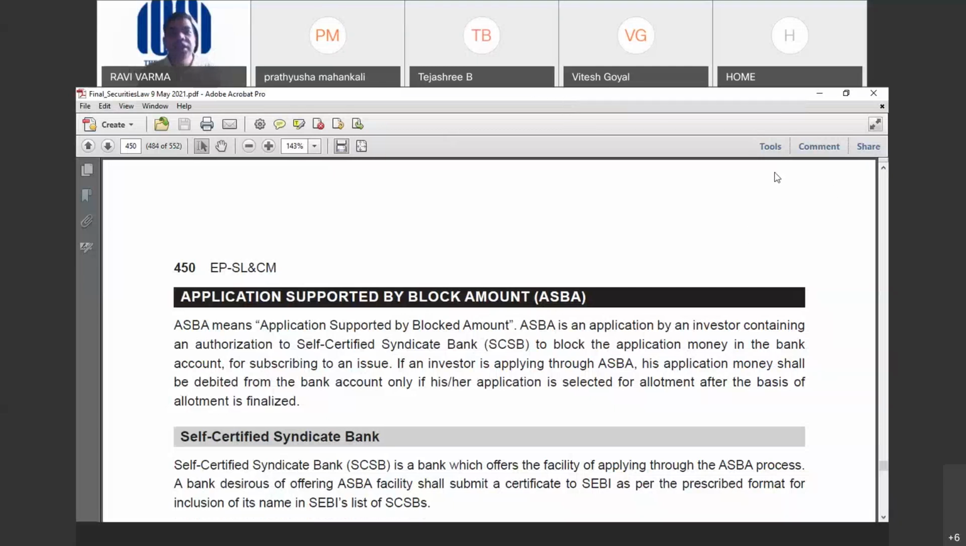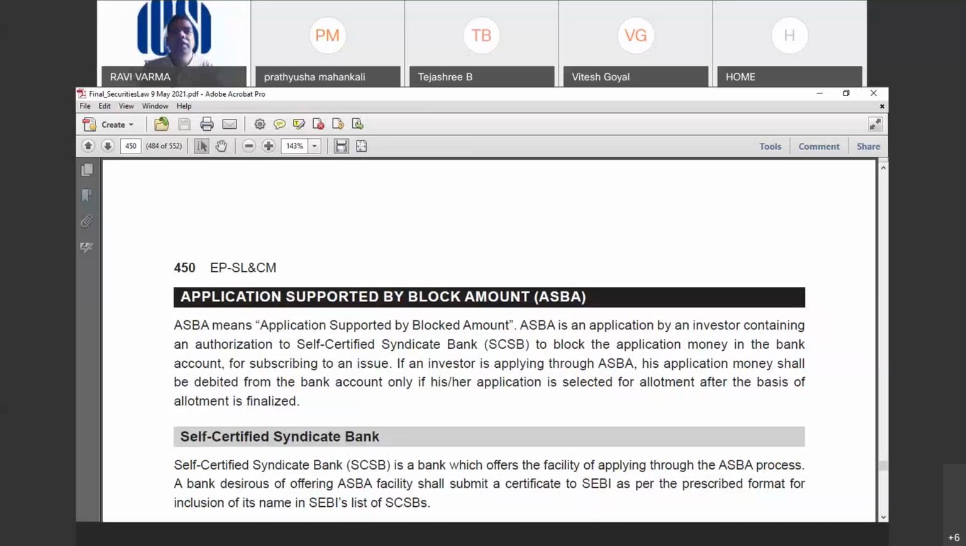ASBA is nothing. It's just a process whereby you are blocking your amount. Try to understand the difference. What was the earlier scenario? Earlier, when I was investing into an IPO, the normal scenario used to be that I would give a check to the company. The company would deposit it in its bank account, and once the company decided whether to allot or not, they would communicate to me. If they had allotted, well and good; if they had not allotted, they used to give me the return check.